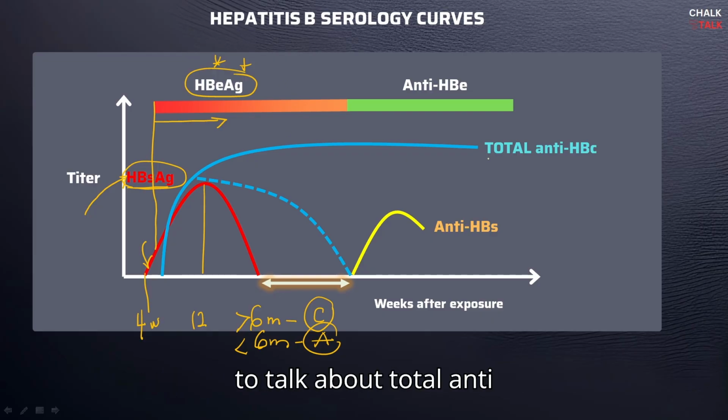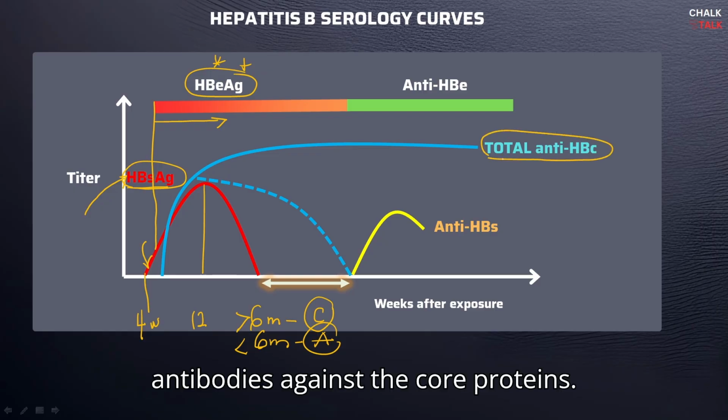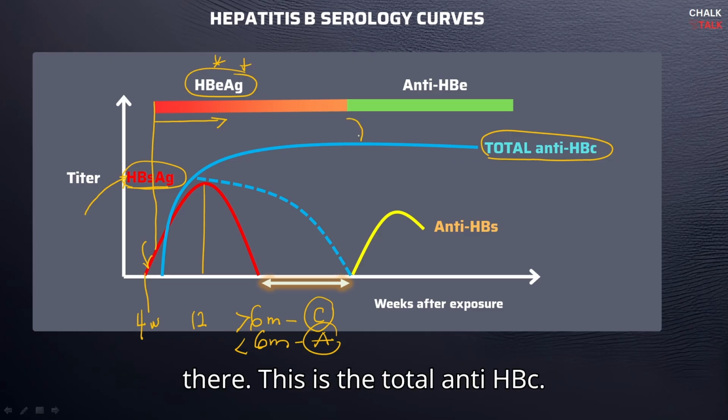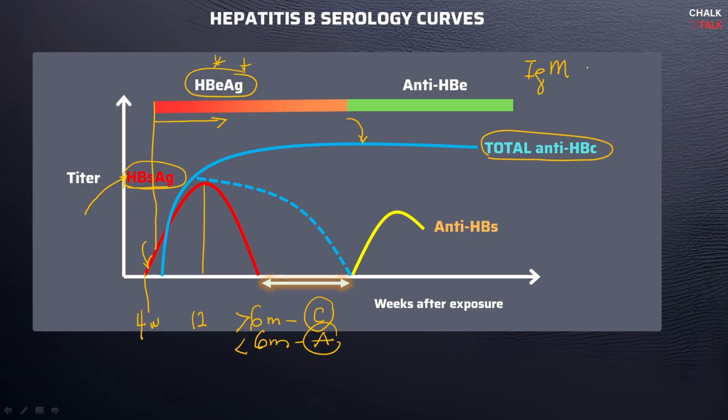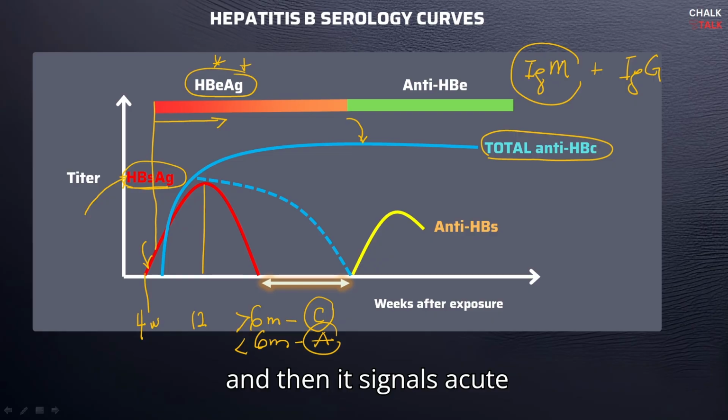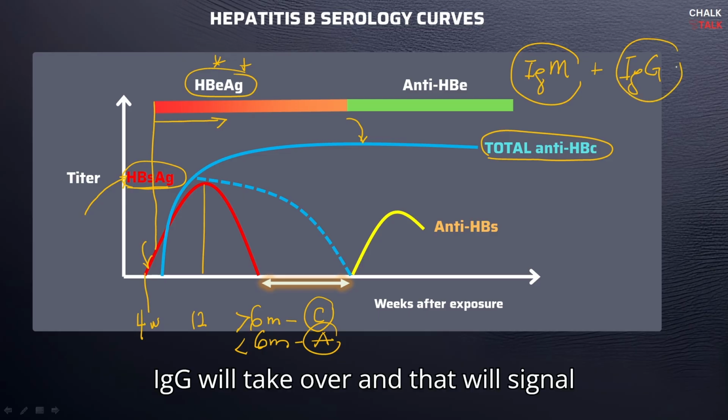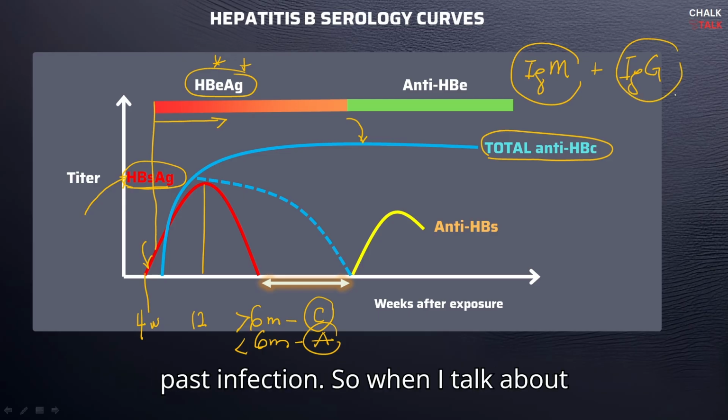So we're going to talk about total anti-HBc, which is the total antibodies against the core proteins. You can see this representation right there. This is the total anti-HBc. And when I say total, it means immunoglobulin M plus immunoglobulin G. Okay. First, IgM rises and then it signals acute infection. Then later, IgG will take over and that will signal past infection.